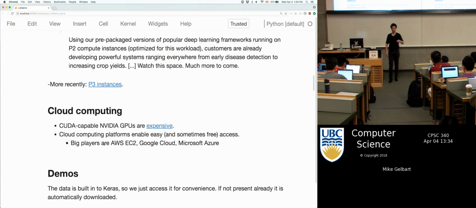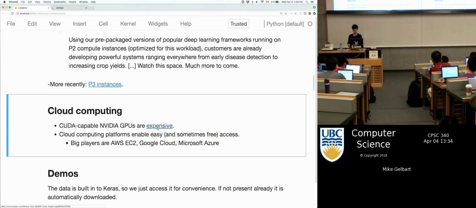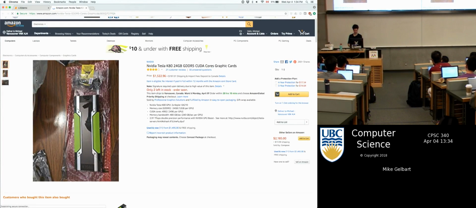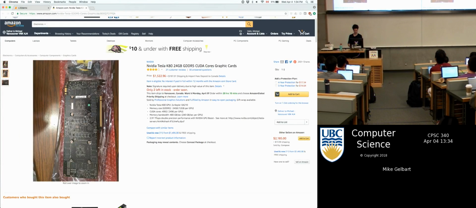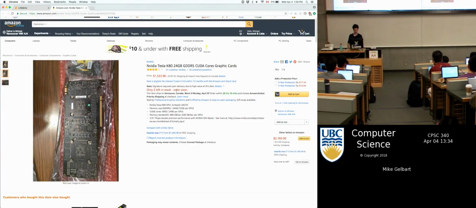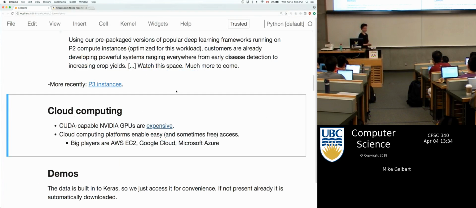Probably none or very few of you are here today with laptops with CUDA-capable GPUs, maybe a handful. Well, these things are pretty big, I can show you. Big and expensive. So here it is. It's not going to fit in my MacBook Air for sure. It's about this big, and $1,500.